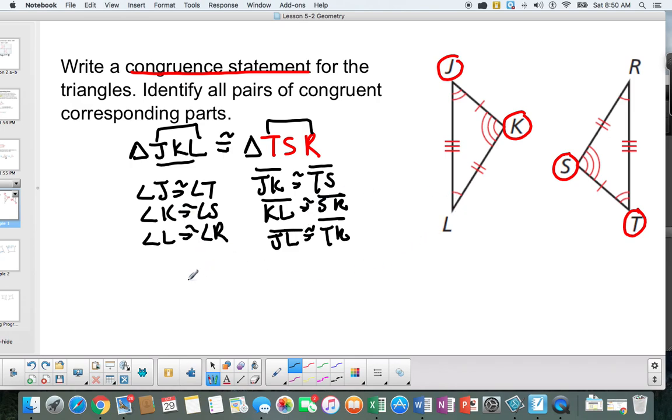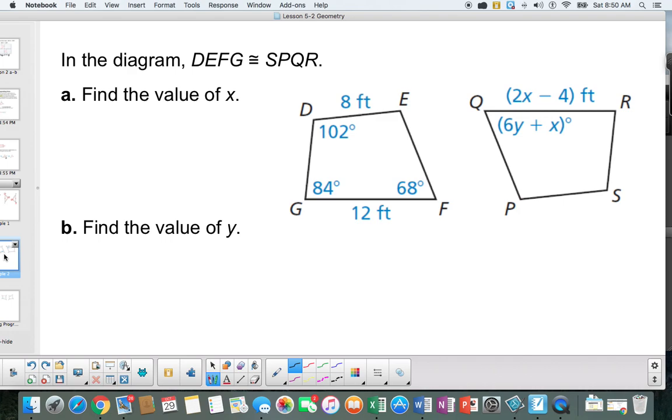And once you identify 3 pairs of angles and 3 pairs of sides, you've identified all the congruent corresponding parts. Okay, we would like to find the value of x, and this tells me a lot. This helps drive what I want equal to each other.